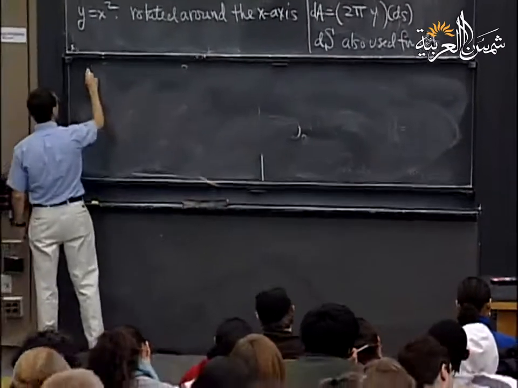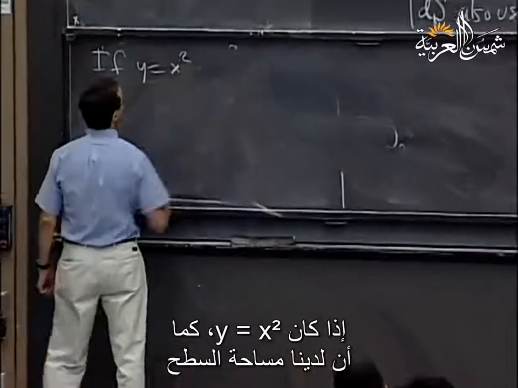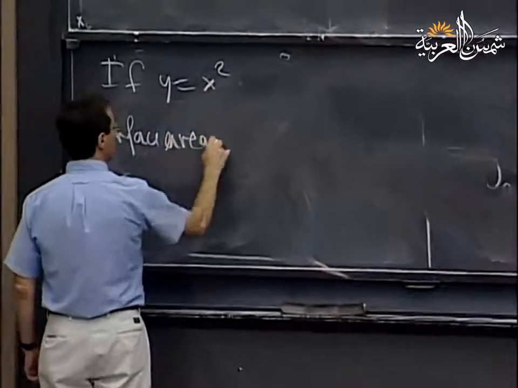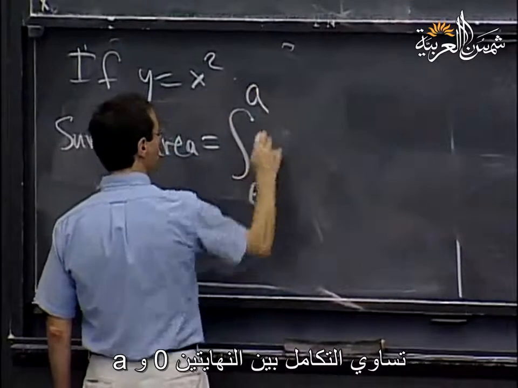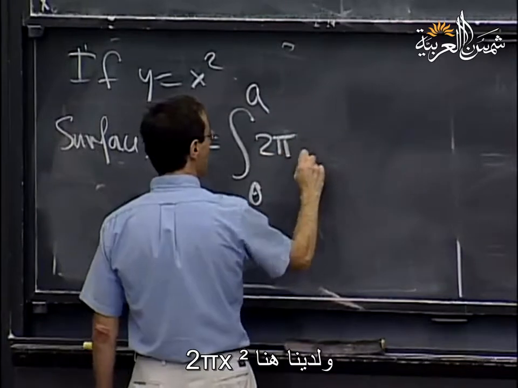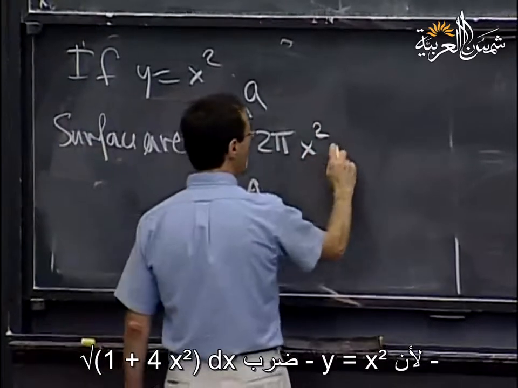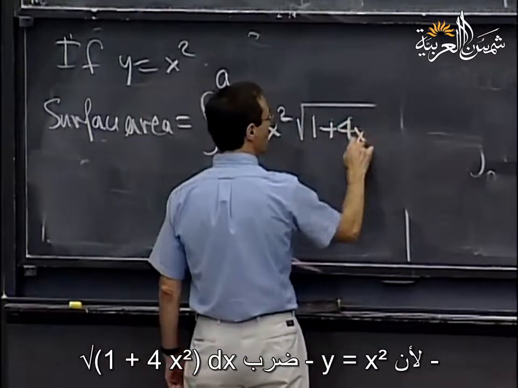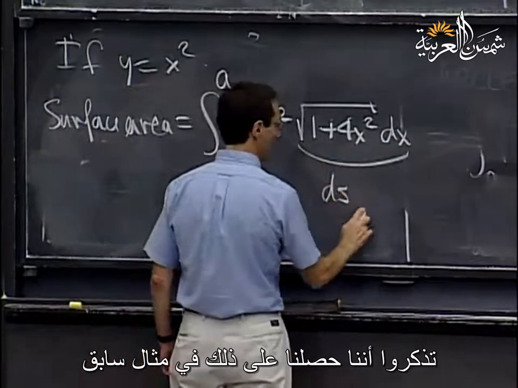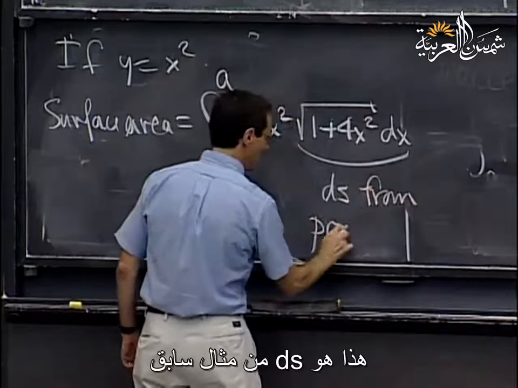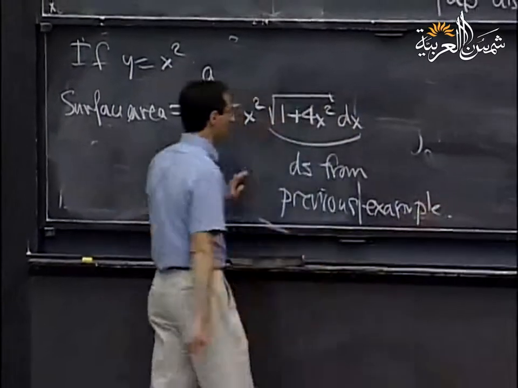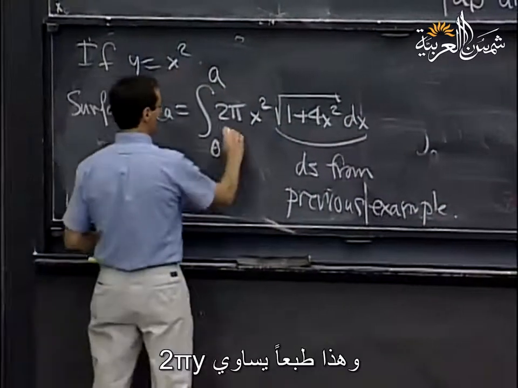So in the example y is equal to x squared, then the situation is we have the surface area is equal to the integral from, I don't know, 0 to a, if those are the limits that we wanted to choose, of 2 pi x squared, right, because y is x squared, times the square root of 1 plus 4x squared dx. All right, remember we had this from our previous example. This was ds from previous. And this, of course, is 2 pi y.